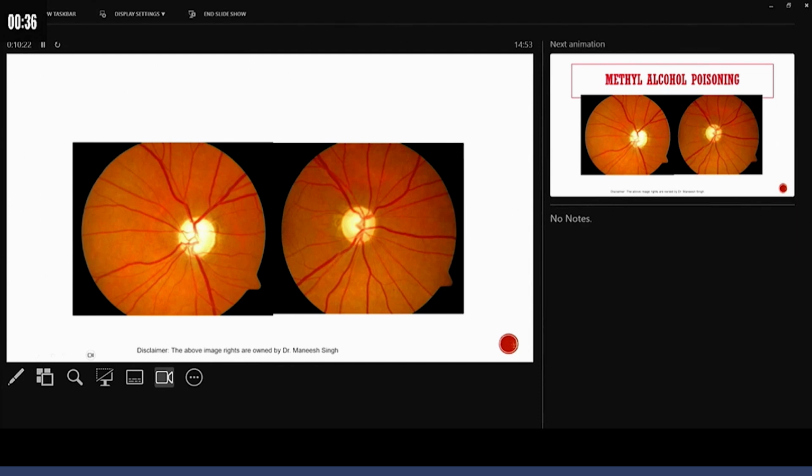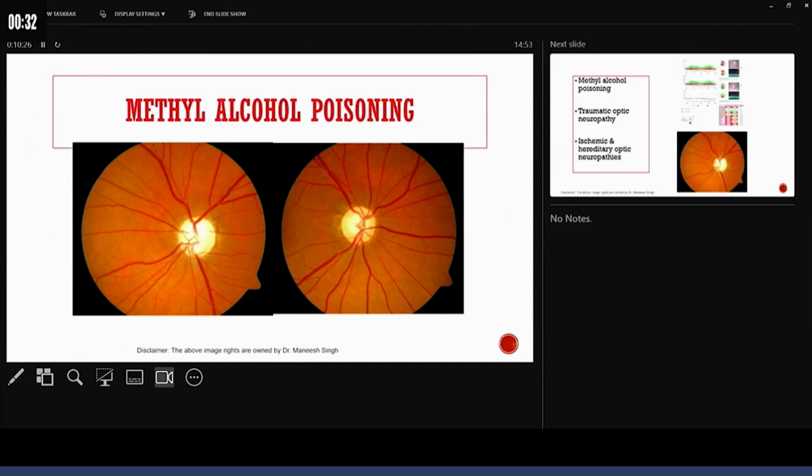But again, the clinical finding, right eye, 0.9 cupping, superior thinning, a lot of pallor. Other eye also you can see 0.7, 0.6 with pallor. So whenever you have so much pallor, you have to think beyond glaucoma. This was a case of methyl alcohol poisoning, and the patient gave a history of methyl alcohol.